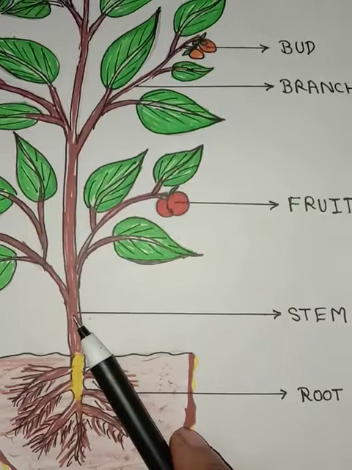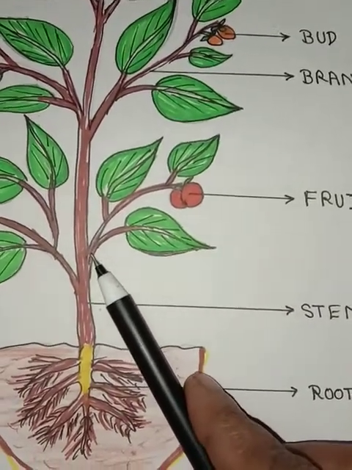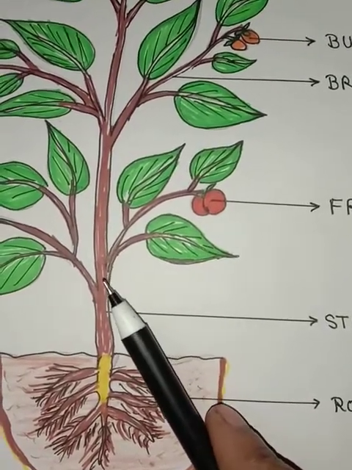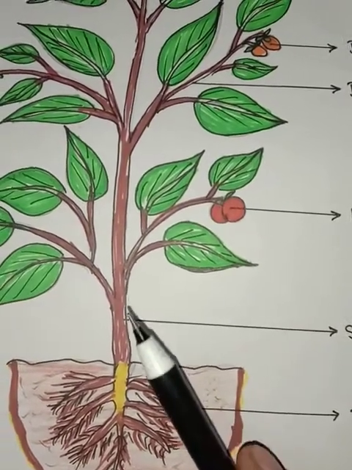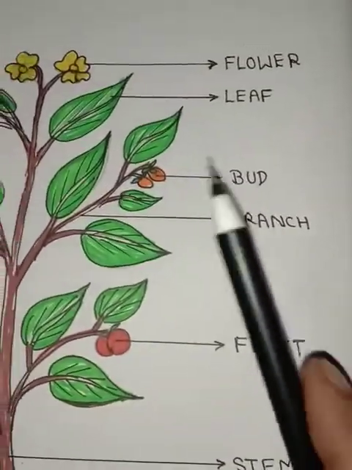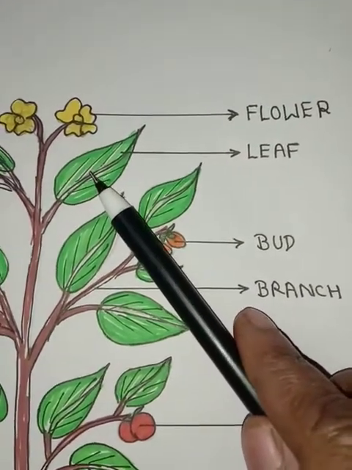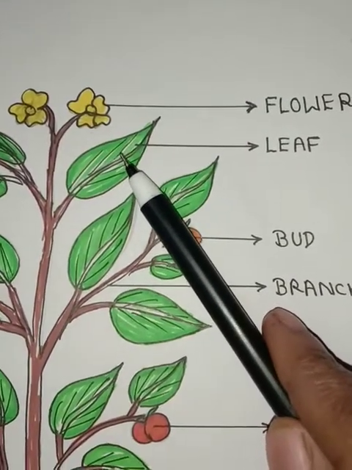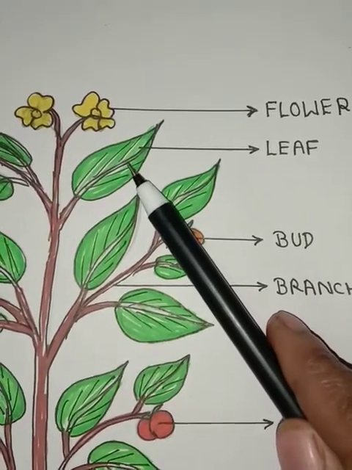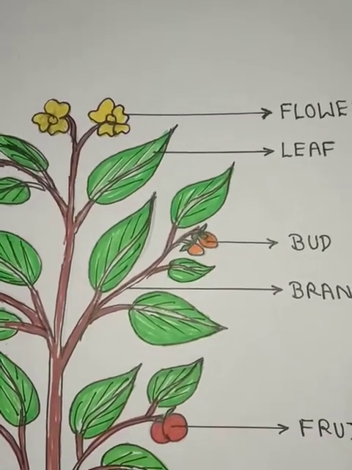Okay. Now the stem grows above the ground. The main function of the stem is to hold the plant upright and support its branches. Okay. Now clear? Now leaf. Okay. Now the most important part of the shoot is the leaf. Most living plants have green leaves.